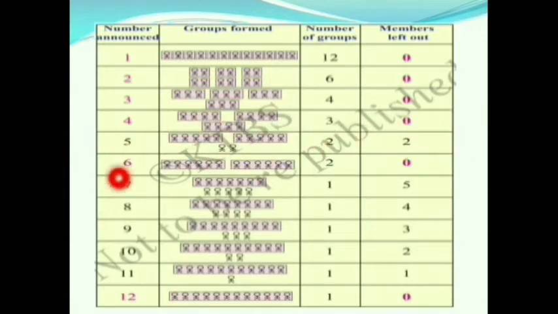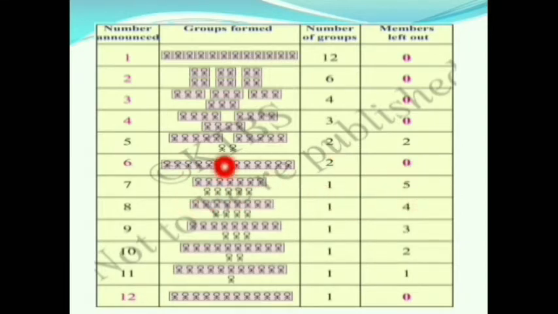Now number announced is 6. Number of groups formed is 2. Are there any children left out? No, there are no children left out. So the number of children left out is 0. Now number announced is 7. Number of groups formed is 1. Are there any children left out? Yes, 5 children are left out.